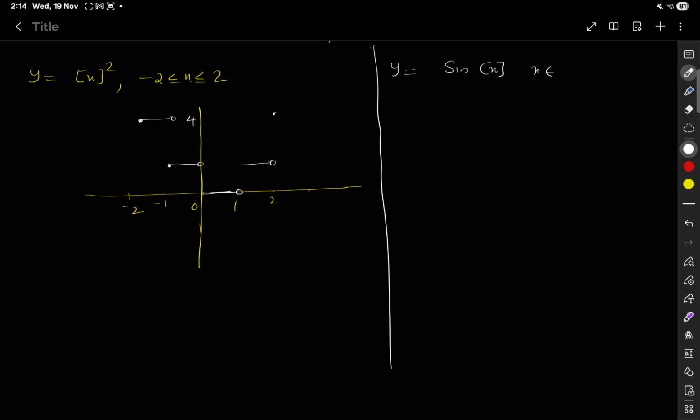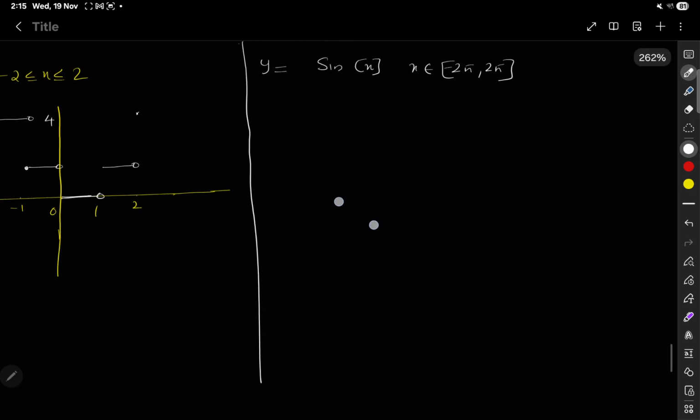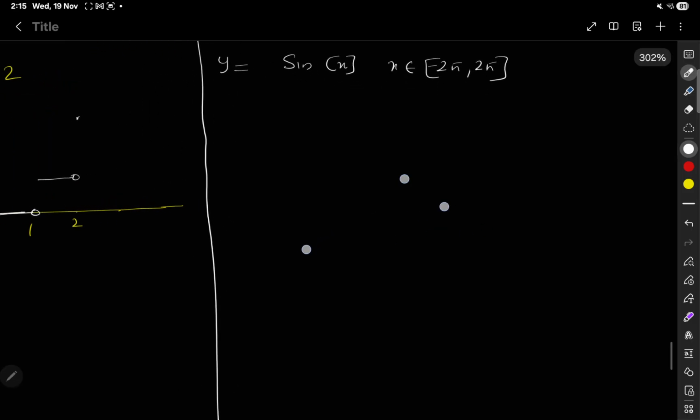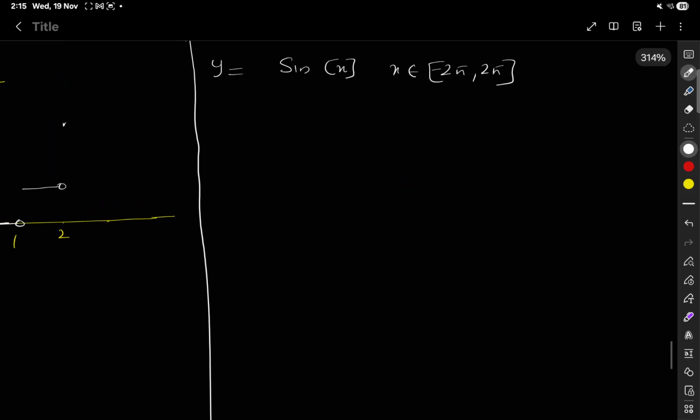You can go with the minus 2 pi to 2 pi. Okay, this one, sine of step x. Otherwise we will do now itself. Sine of step x, how will be the graph?